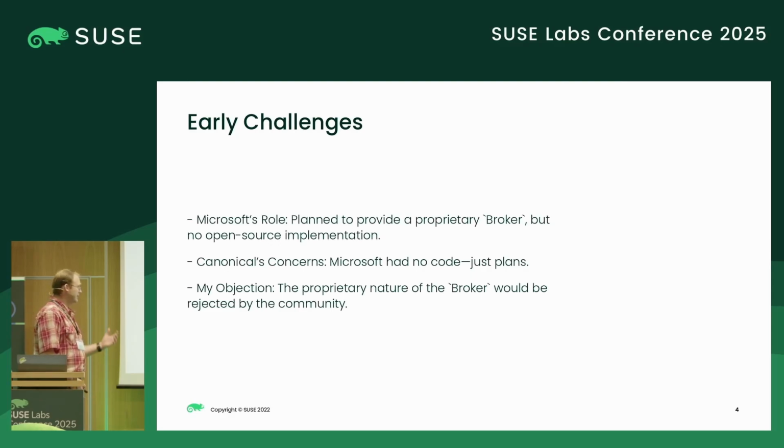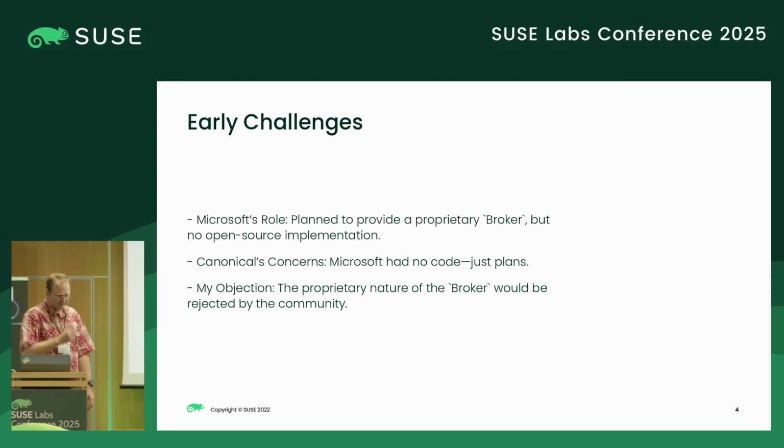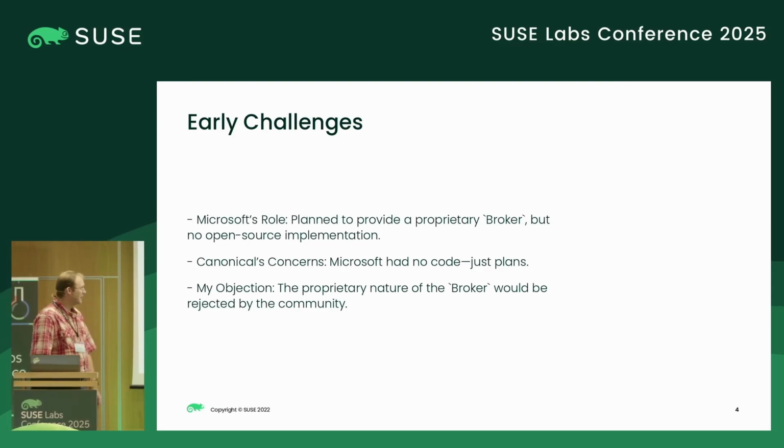So Canonical started expressing concerns that Microsoft was basically dictating to us and telling us what to do and not actually doing any work. It was just meeting after meeting of planning meetings to plan meetings to plan meetings. And then I objected to this idea of Microsoft providing all this proprietary binaries to ship on our distribution.